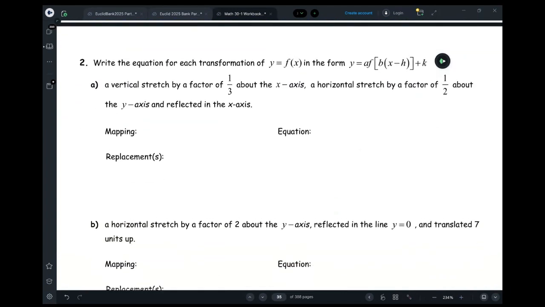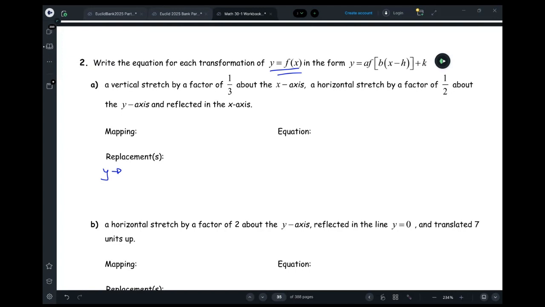Now let's take a look at question 2. What we want to do is write the equation for each transformation. We're going to take y equals f of x and transform it. We're just going to take the transformations that they give us and plug them in. So here we go. A vertical stretch by a factor of 1/3. Okay, let's just write down the replacements here.